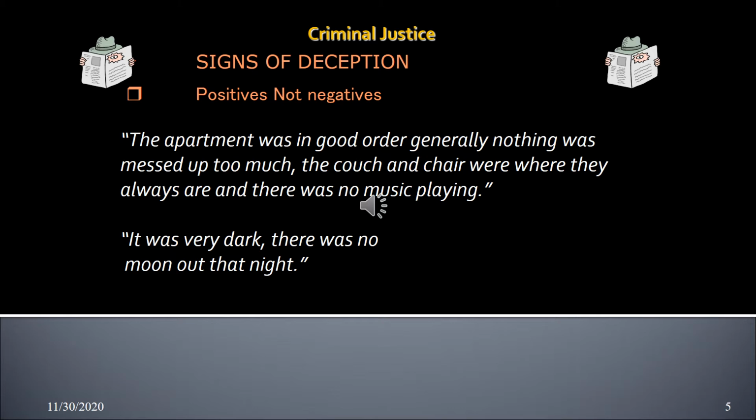Negative, not positive, is there was no music playing. Now, if there's a situation where normally there is music playing, that's fine. If the person is missing their stereo or something, well, yeah, maybe. It's those odd statements of describing something that's not there that is quite unusual.